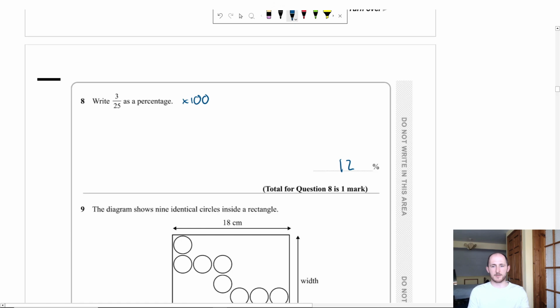The other thing you can do is make the denominator equal to 100 by timesing top and bottom by 4, which will give you 12 over 100. So then it's 12%. Whatever way you use to calculate percentages, hopefully that's okay.